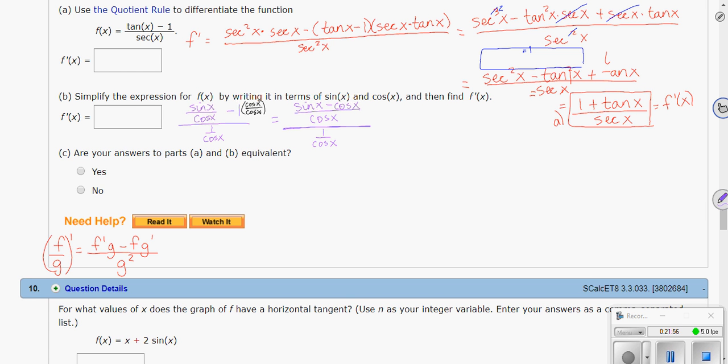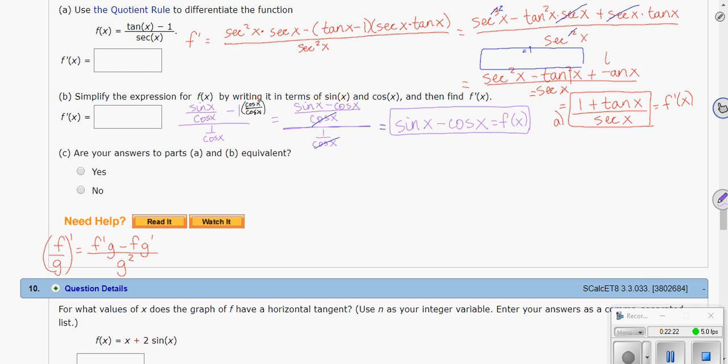Now, when you're dividing, you're multiplying by the reciprocal. So these are ultimately going to cancel. You're just going to be left with sine x minus cosine x. Now, the sine x minus cosine x is your original f of x function.